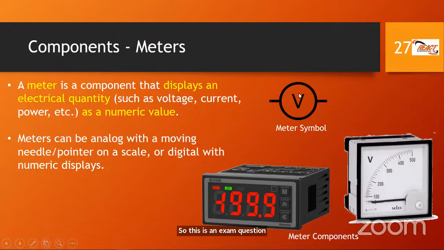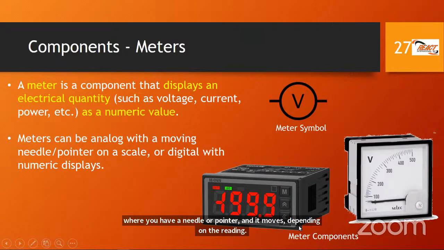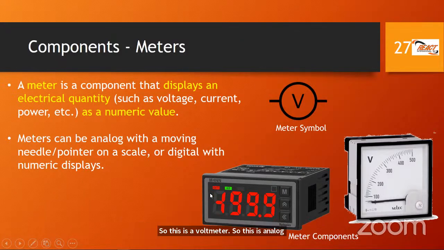What is a meter? We have given you here the symbol for the meter, and we have also put up on the screen what a meter might look like. And just extra information, a meter can either be analog, as the one on the right-hand side, where you have a needle or a pointer, and it moves depending on the reading. So this is a voltmeter. So this is analog. And on the left-hand side here, this is a digital type of display, right? So these are all meters, but this is the point that you need to learn for the exam. A meter is a component that displays an electrical quantity as a numeric value.